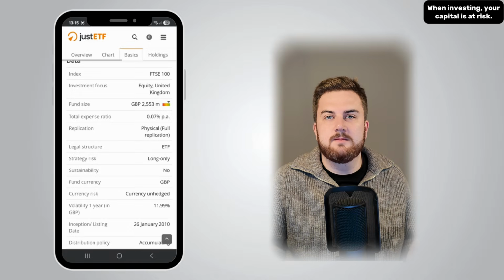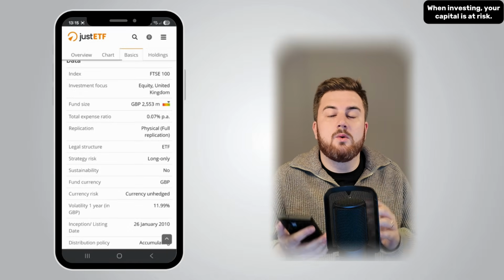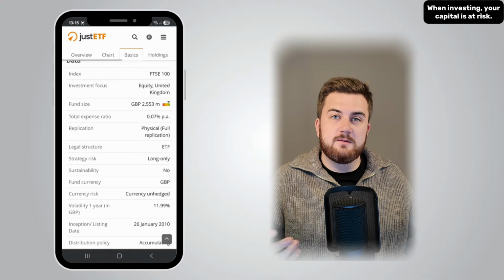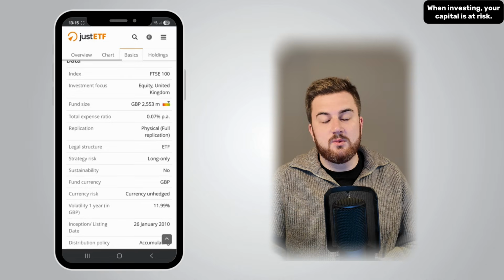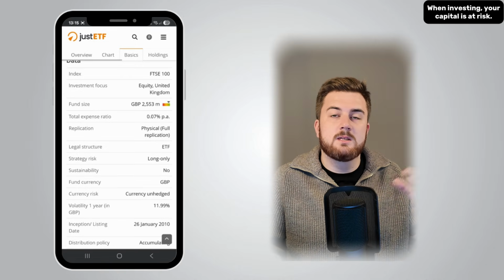You don't pay this manually. And on fund size, that is just the value of all the assets in the fund. All the shares of the fund added together, that is the fund size. Now, larger funds are usually more liquid, which means they're easy to buy and sell, quicker to buy and sell.